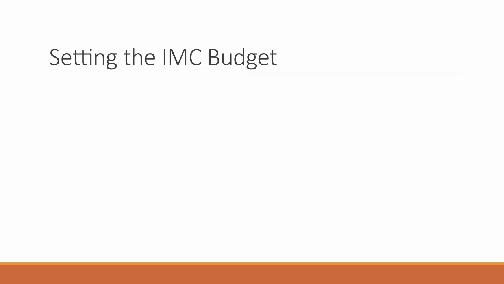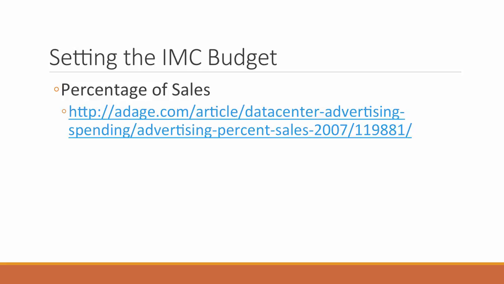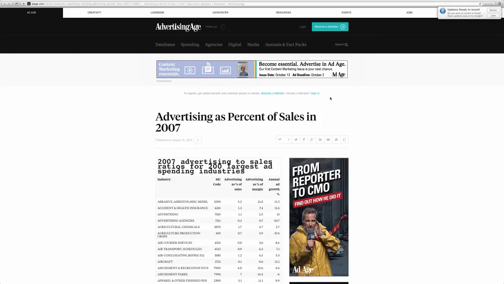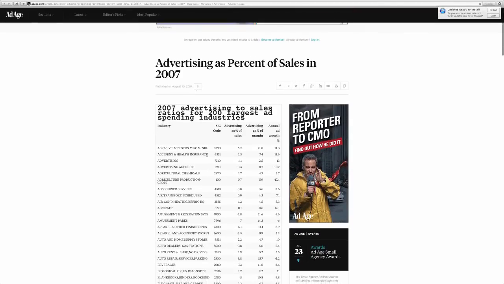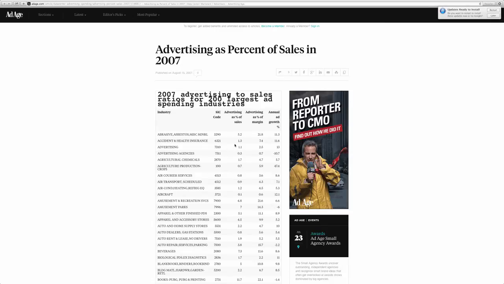Let's talk next about setting the budget for marketing communications. We'll review 3 approaches. The first is a percentage of sales approach. This particular approach, percentage of sales, is probably one of the most common approaches, and it's also probably the simplest approach to setting an advertising budget. We're visiting Advertising Age here, and we're looking at various product categories and what, on the average, all people in that industry spend on advertising as a percentage of sales.